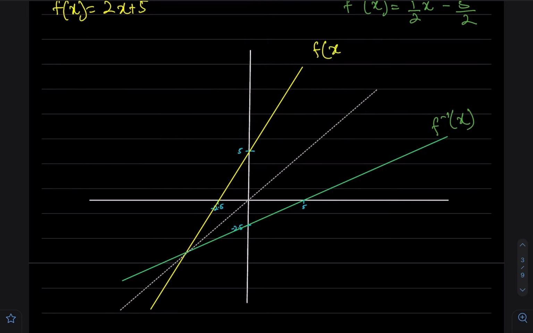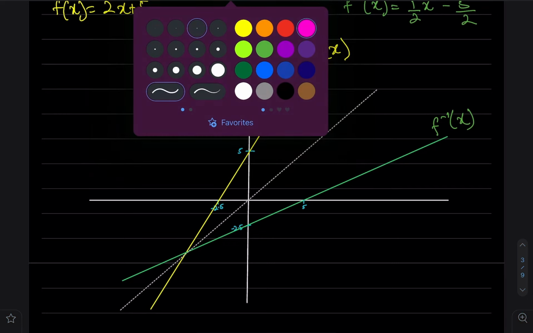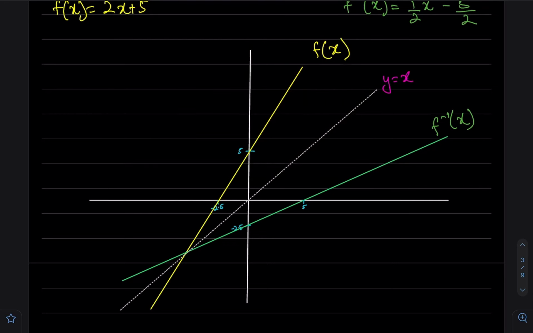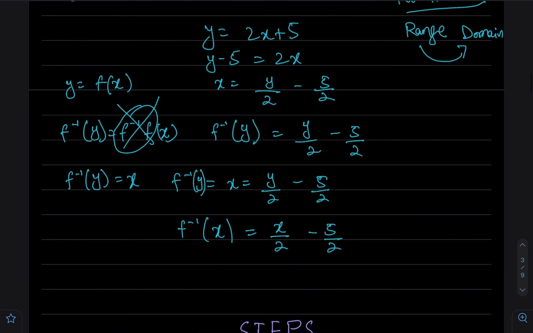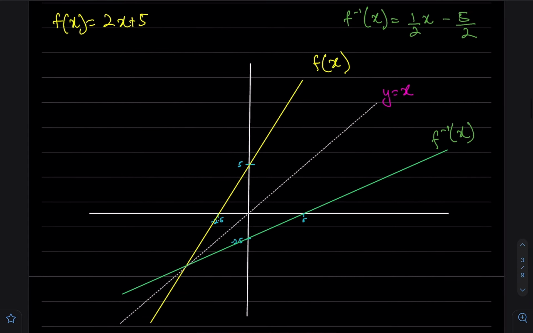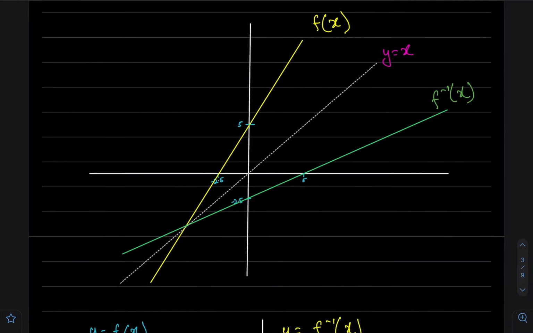Now as you can see on this graph, this is our f inverse of x, and this is f of x, and it has a line of symmetry. When you graph a function and its inverse, a line of symmetry always exists, and that line of symmetry is going to be the line y equals x. And why is that? Because what did I tell you in the start? We're going to solve for x, right?